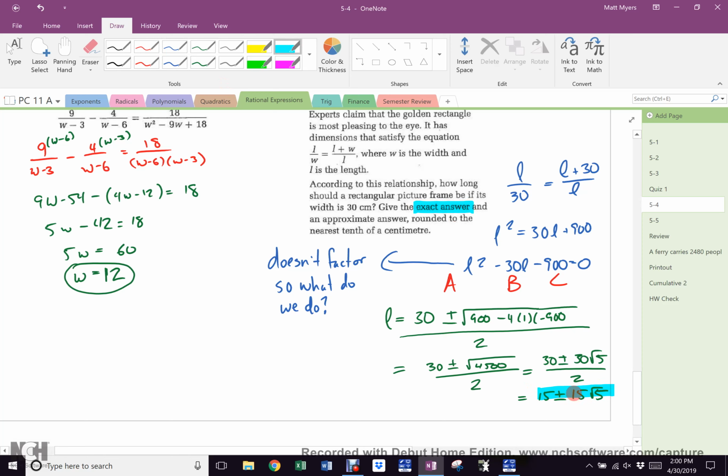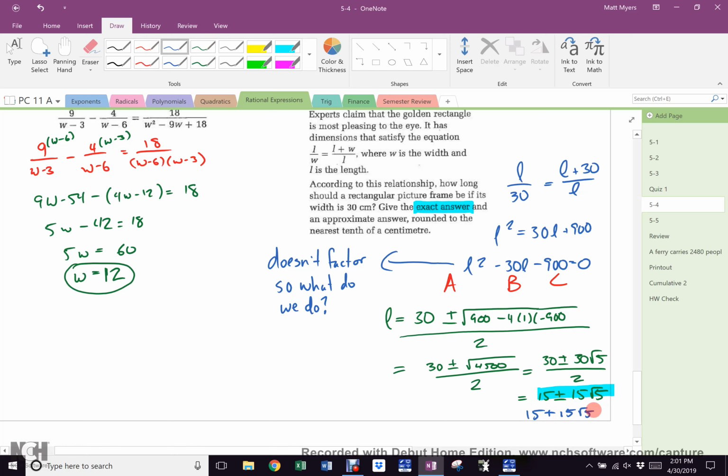Except, is it the exact answer? Because one of those is not possible, is it? Which one? The negative is not possible because you cannot have a negative width, can you? So the exact answer is actually only 15 plus 15 root 5.